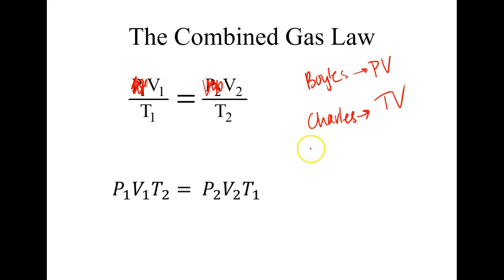And then the last combination of letters would be Gay-Lussac, and people say that he used to go around TPing people's houses, and so that would work for that combination of variables.